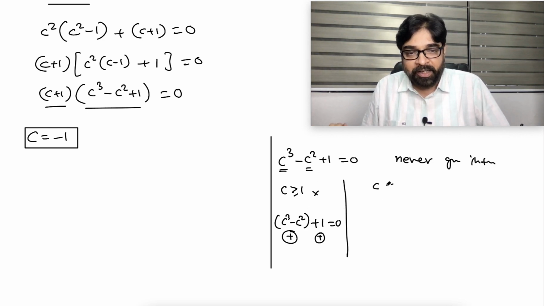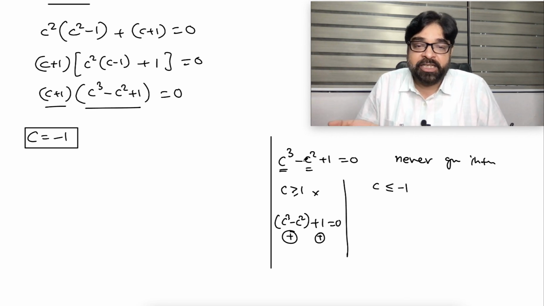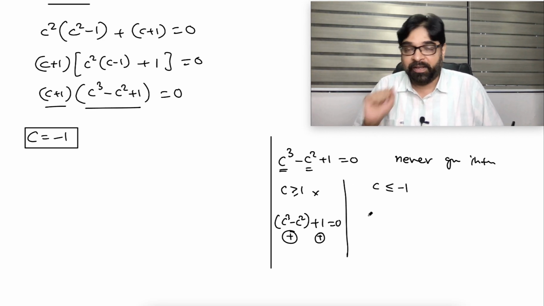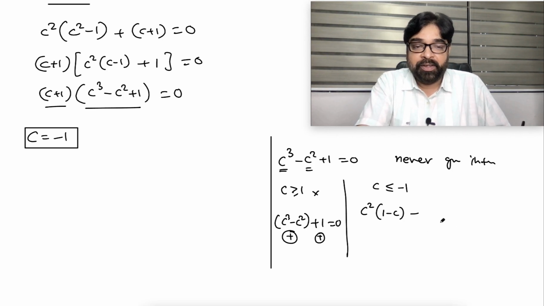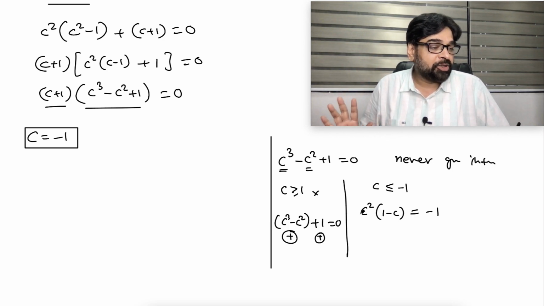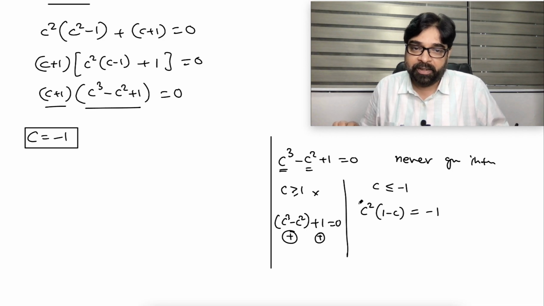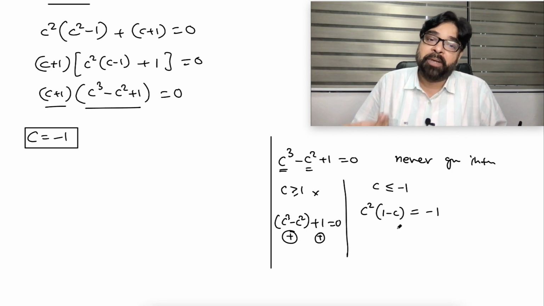Now another possibility: c less than or equal to minus 1. I'm sorry, c cannot be 0 because 1 cannot be equal to 0. So c is less than minus 1. Think very carefully. This I can write as c square into 1 minus c plus 1 equal to 0, or you can say equal to minus 1. c less than minus 1. c square is a positive quantity, but bigger than 1.